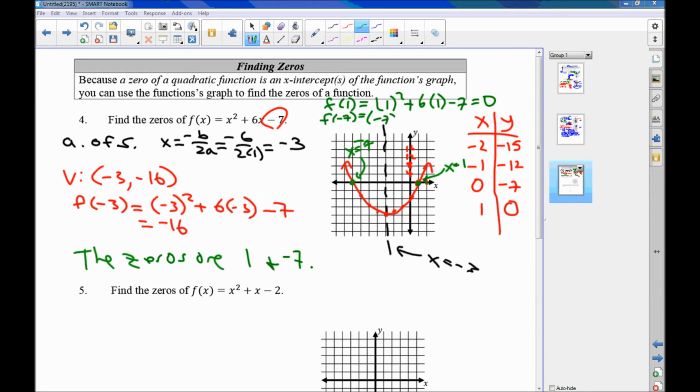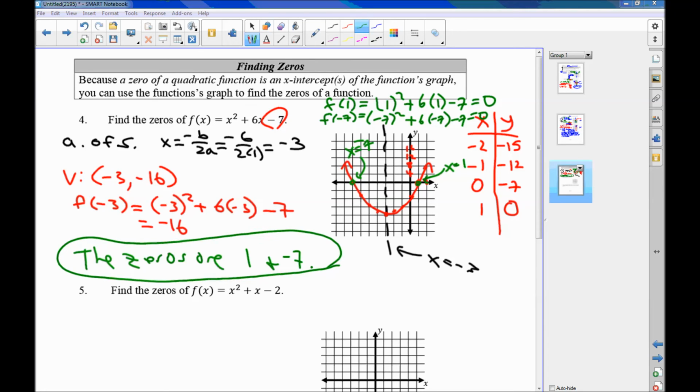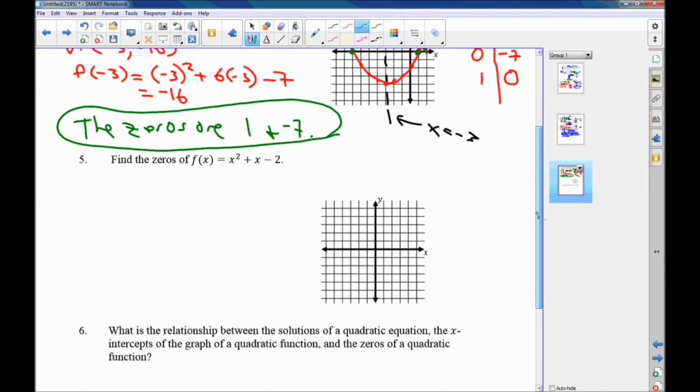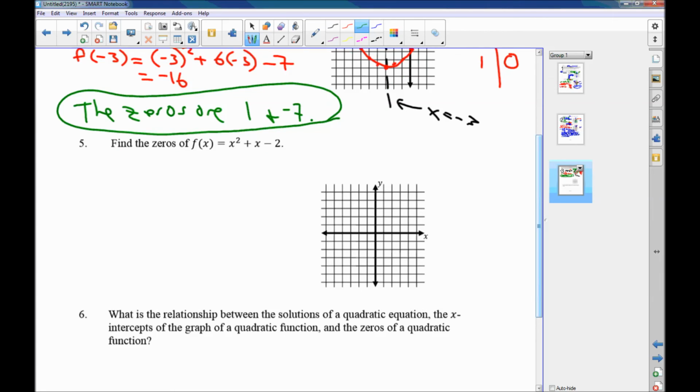So negative 7 squared, that's going to be 49, plus 6 times negative 7, that's going to make negative 42, and then subtract 7 more will give me 0. So it did work. These are the two inputs that make the function have a value of 0. And those are the places where our parabola crosses the x-axis. All right, so one more practice of these. Find the zeros of f of x equals x squared plus x minus 2.